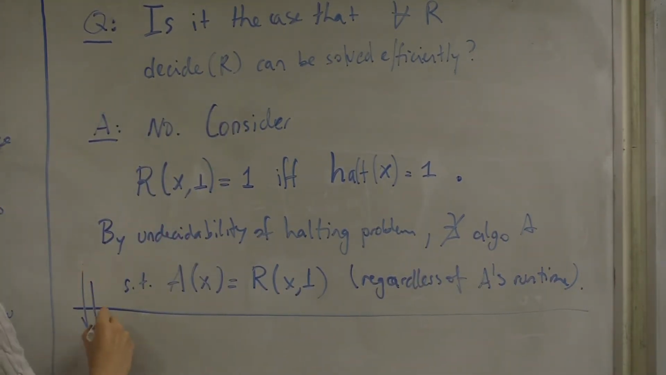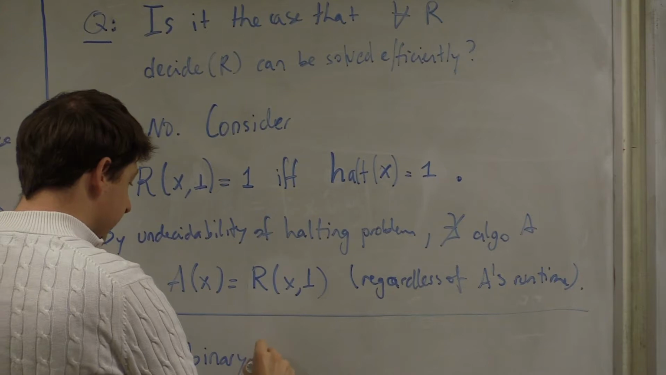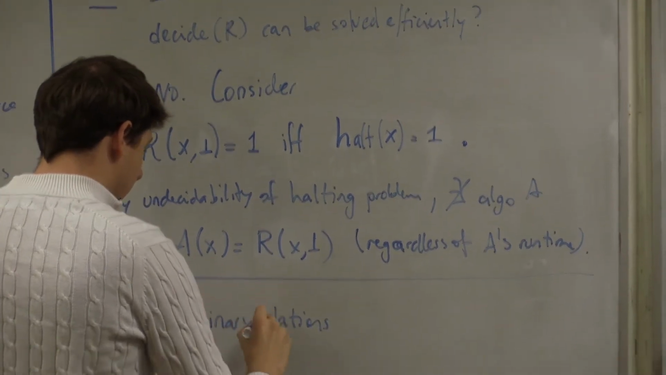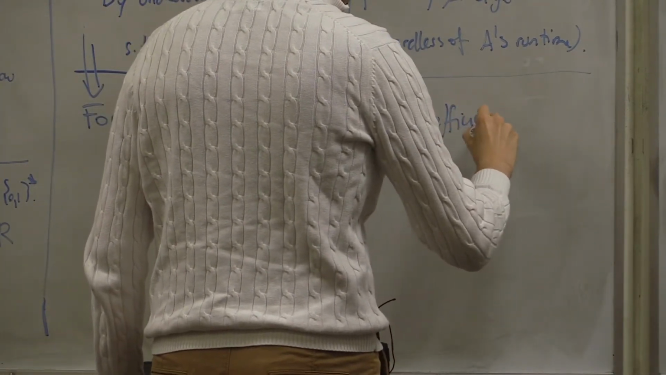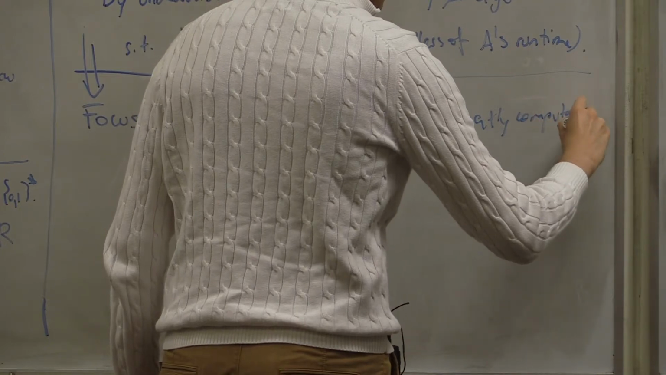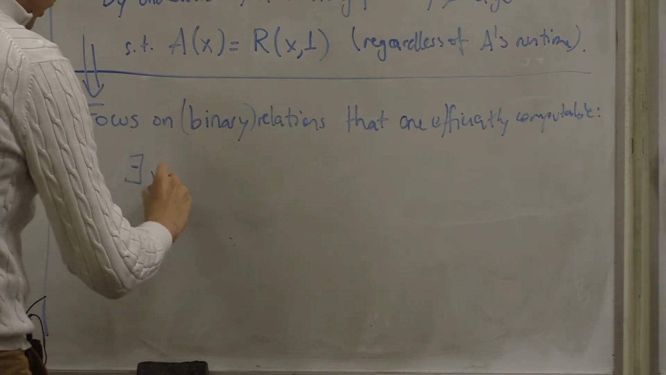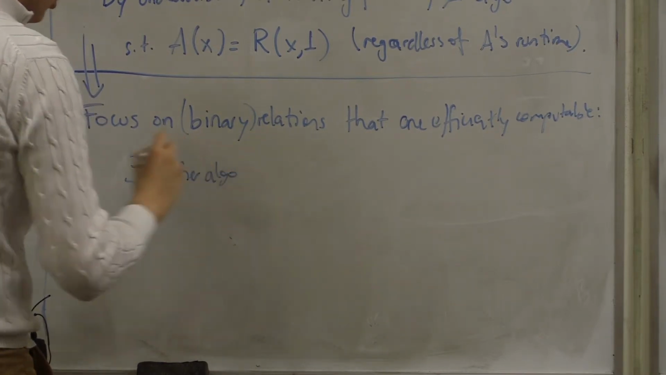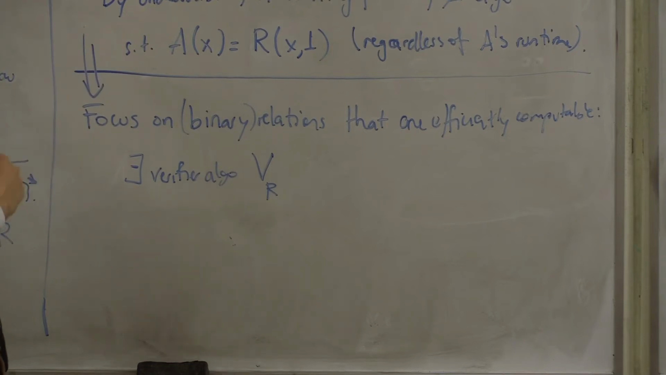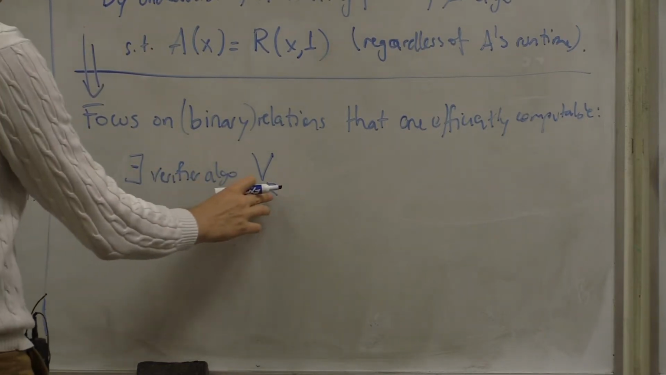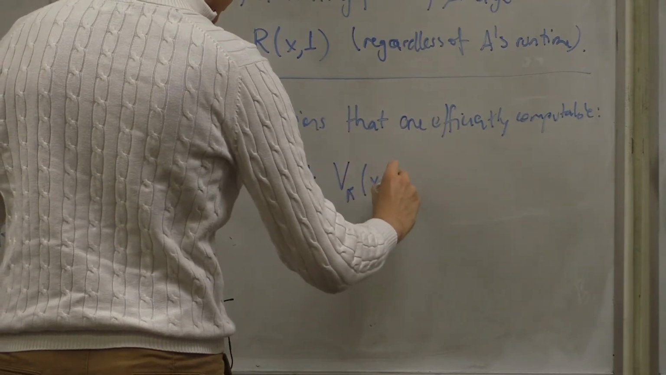So because of this, we're going to focus on binary relations that are efficiently computable. Namely, there exists a so-called verifier algorithm. Usually it is denoted as V. I'm going to use V sub R because it corresponds to a particular relation, such that V sub R implements the decision of the relation.